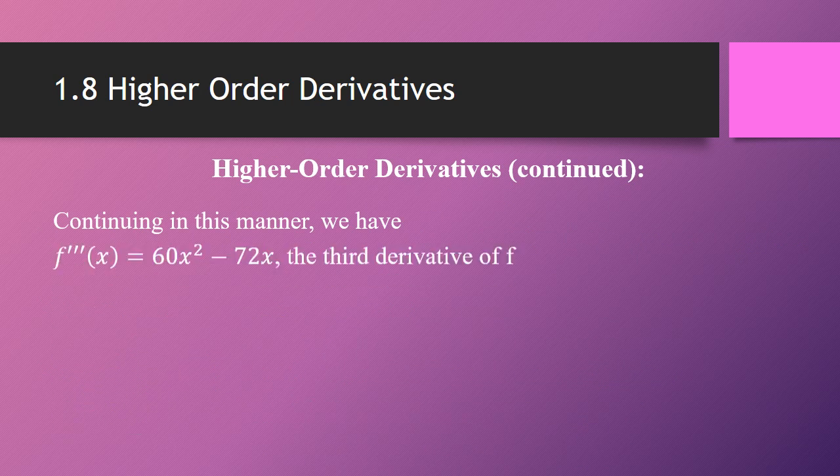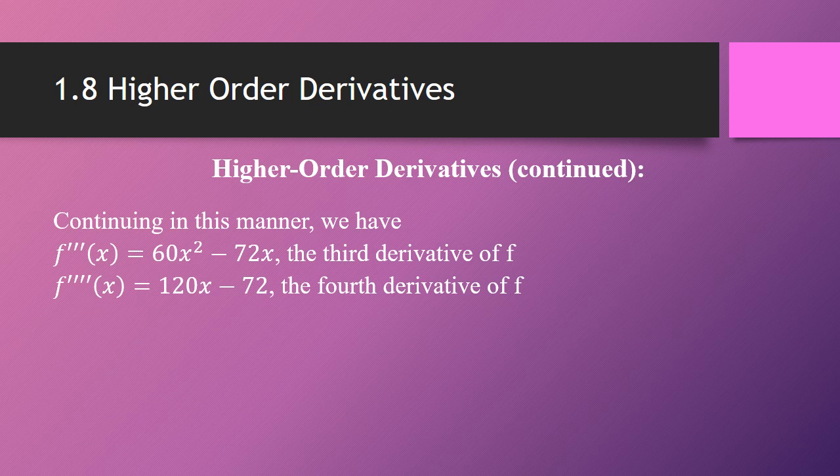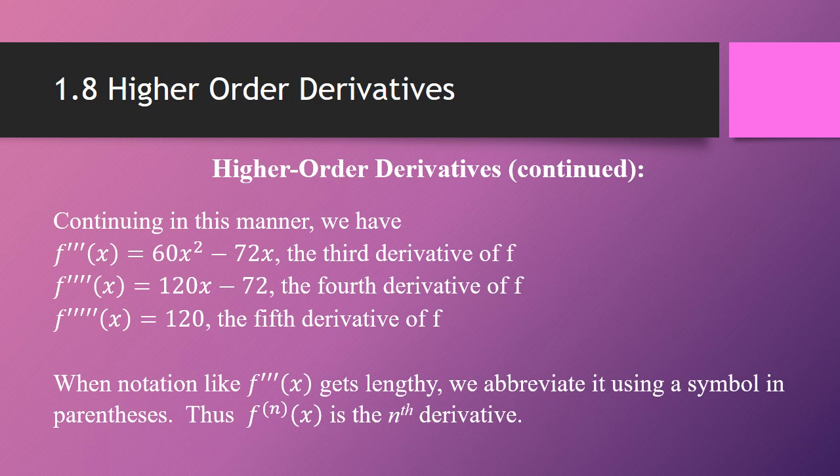Now, continuing in this manner, we have the third derivative, which would be 60x squared minus 72x. The fourth derivative, which is 120x minus 72. And the fifth derivative, which would just be 120. By the way, the sixth derivative would be 0.